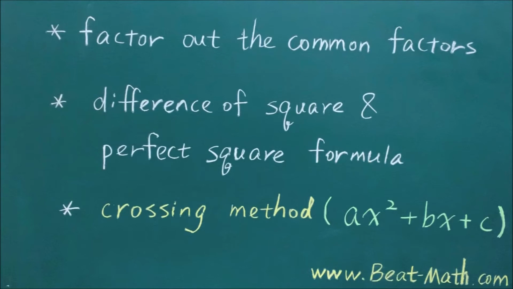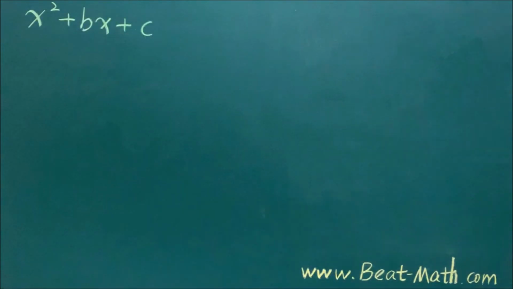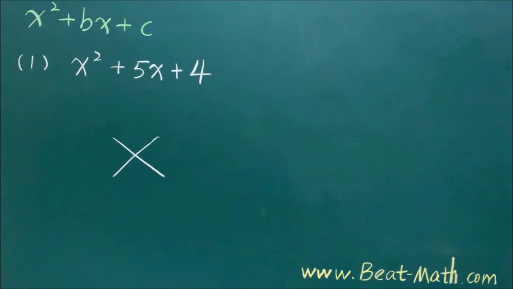Factoring this type is a little different according to the value of a. If a equals 1, that means we get x squared plus bx plus c. Let's look at this example. X squared plus 5x plus 4. Rewrite a cross first. X squared is the product of x and x. Then write two x's on the left side of the cross.